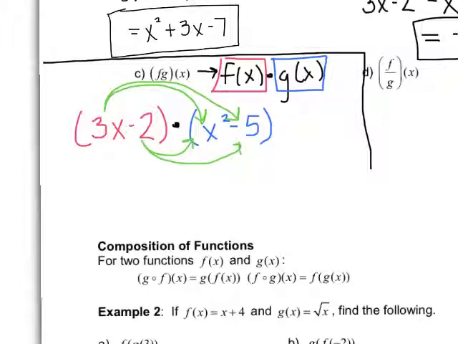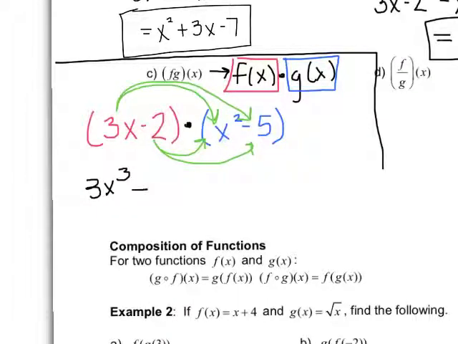So that makes 3x times x squared is 3x cubed. 3x times -5 is minus 15x. -2 times x squared is minus 2x squared. And then -2 times -5 makes positive 10.